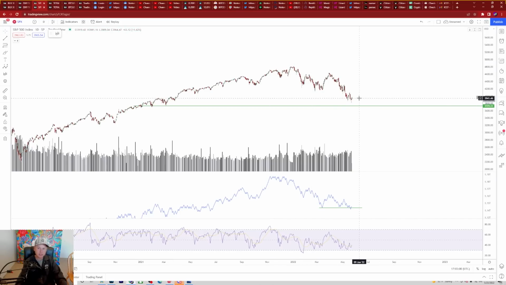But nonetheless, guys, if the dollar tops, this is going to be a long-term bottom in the SPX. If it's the long-term bottom in the SPX, it's a long-term bottom in Bitcoin.